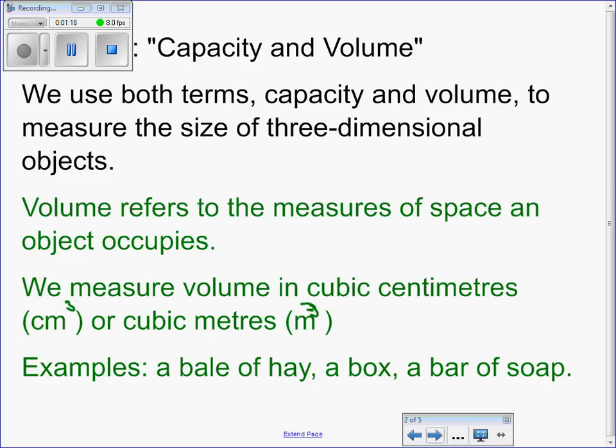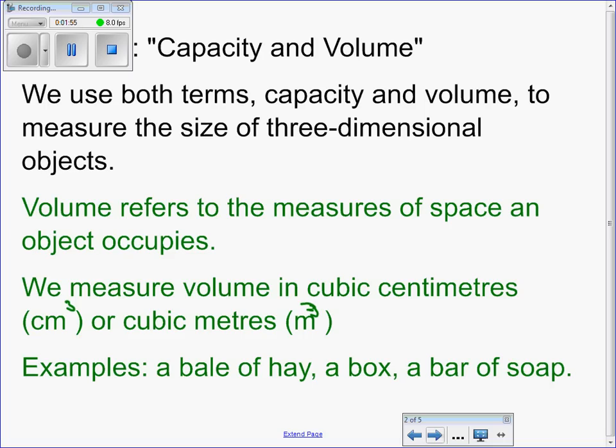We use volume when we refer to the measures of space an object occupies. In this case, we are not using liquid or gas. We're talking about, say, filling a copy paper box with dictionaries. So we're talking about the measure of space an object occupies. We could talk about a bale of hay. We could talk simply about a box or a bar of soap.